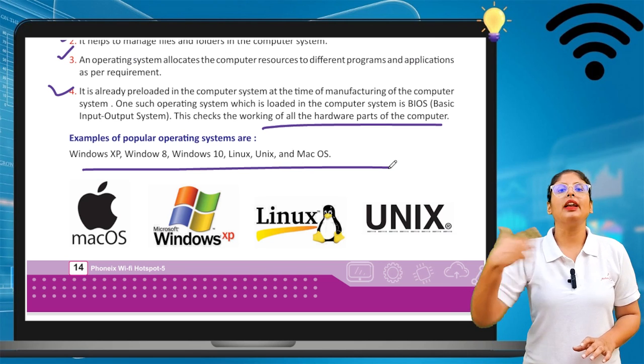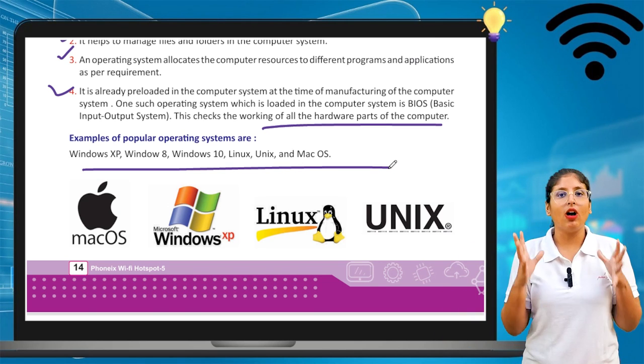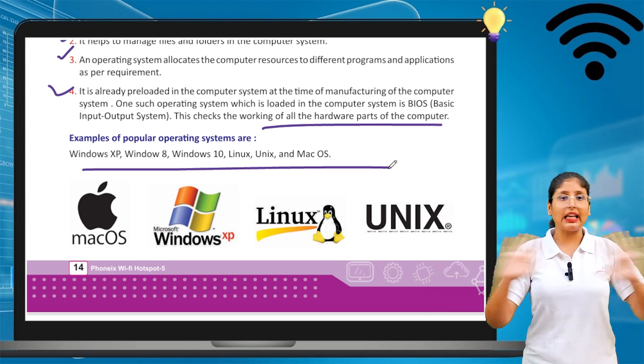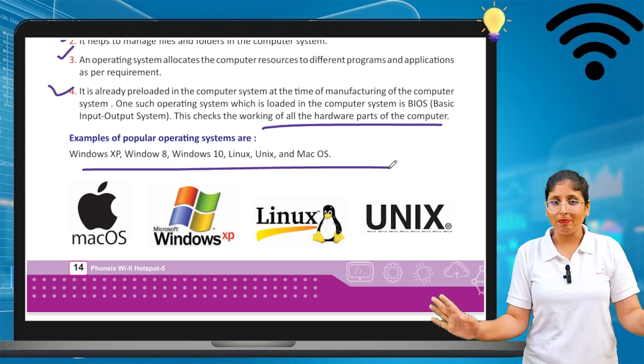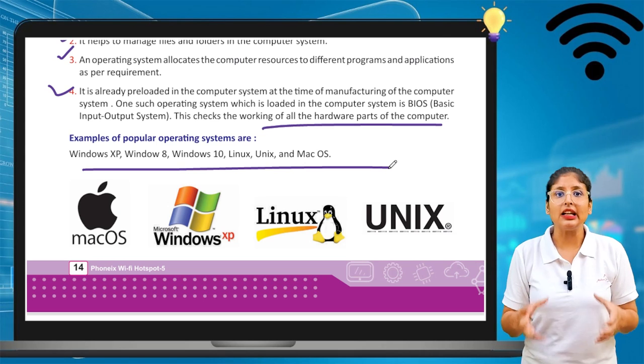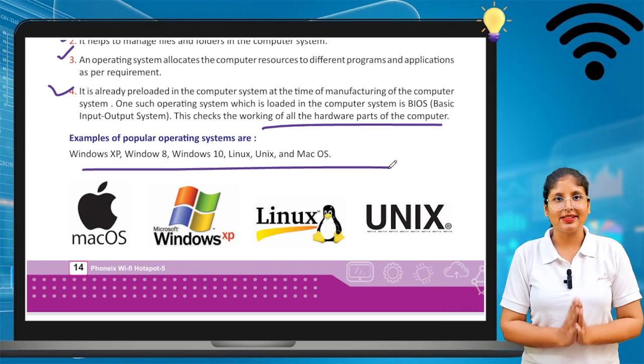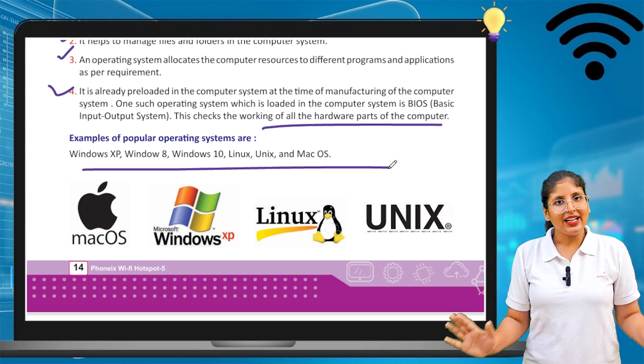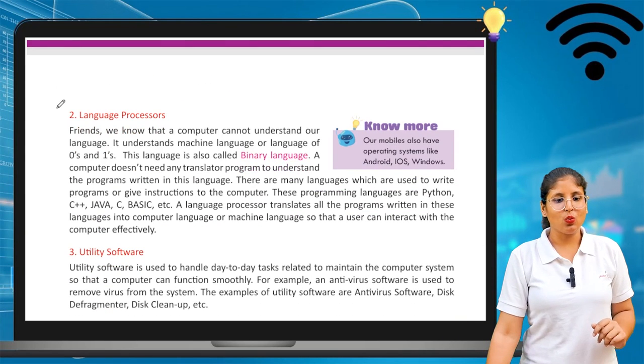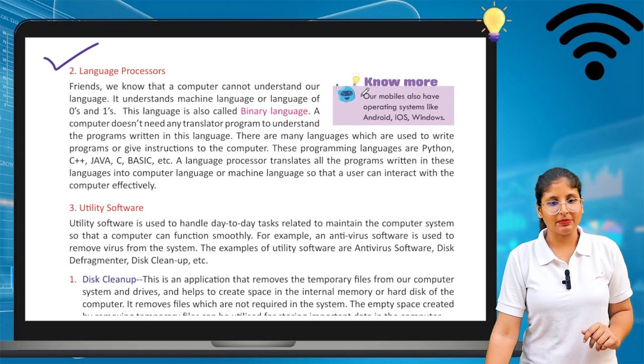These are the operating systems. Without the operating system, the computer cannot perform, as it is a mediator between the user and the computer. Who is the mediator? Operating system. Clear? Now we will see what a language processor is.